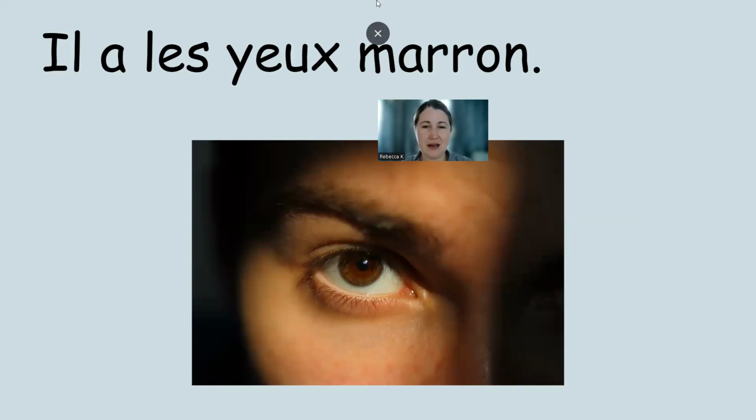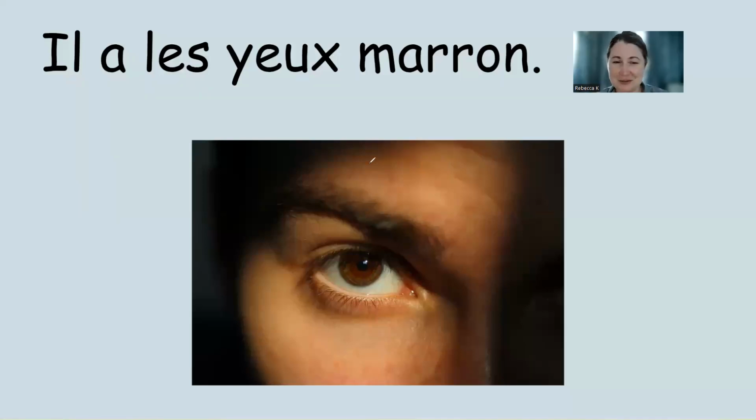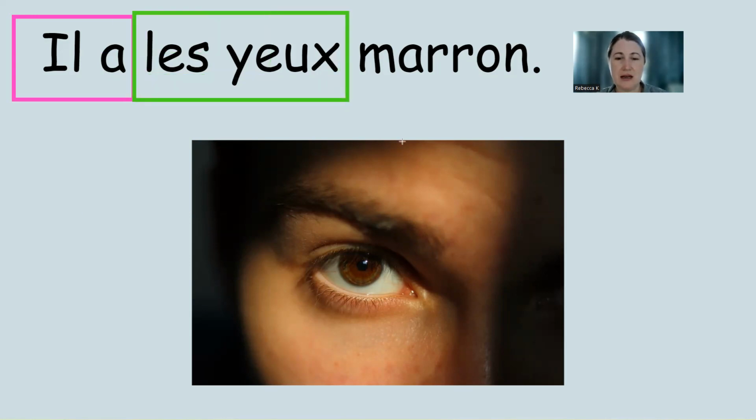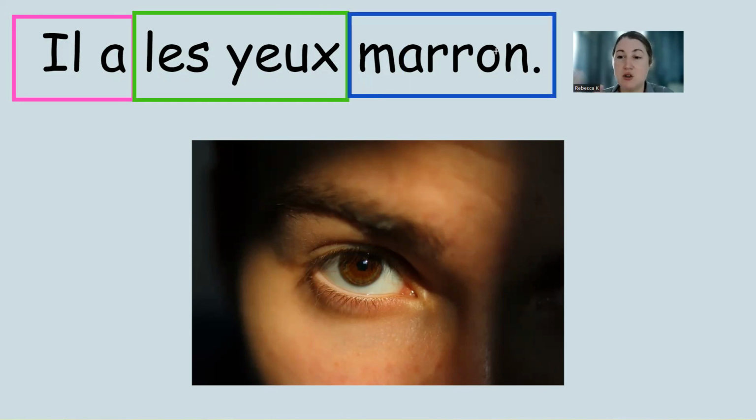I hope that I was not covering the words throughout this whole lecture. Okay, il a, he has, les yeux, eyes, marron. This is the same format as before, but this time we're not saying les cheveux. We've changed the noun. It's now les yeux. Il a les yeux marrons. It's the same 1, 2, 3 format.